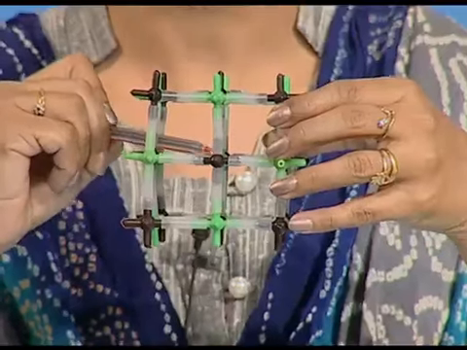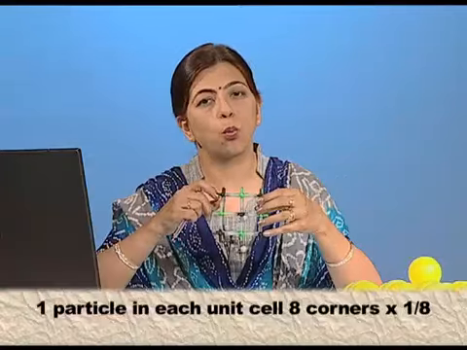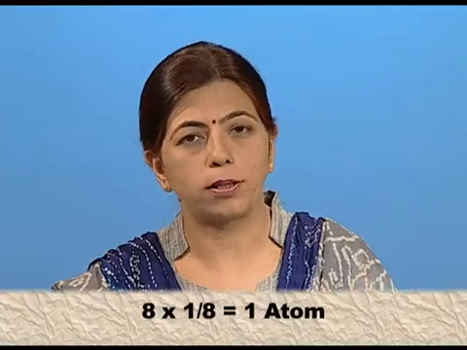So this atom is shared by 8 unit cells, so the contribution of the corner is 1/8. We must know all these things to calculate the number of atoms per unit cell. Now, as I have explained to you, in a simple unit cell, there are atoms only at the corners, and each corner is contributing only 1/8, and there are 8 corners. So, in the simple unit cell, the total number of atoms will be 1.